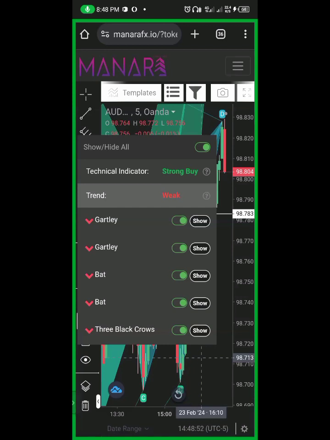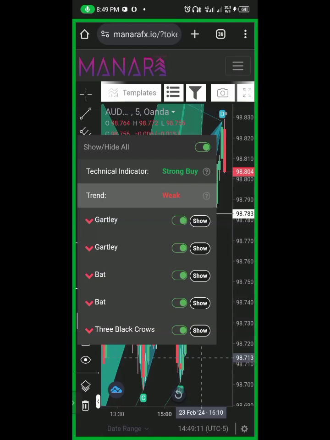Now, when do you buy? Until you see the technical indicator telling you buy or strong buy, and then the trend is also saying strong. Yeah, you see strong. The trend will tell you strong. Sometimes the trend even tells you very strong.